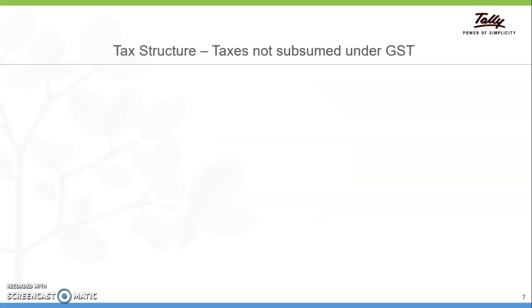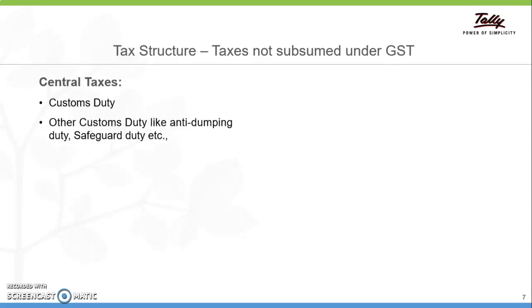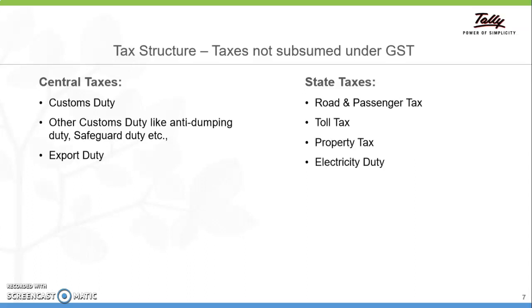The next thing is taxes not subsumed under GST. The following is the list of taxes not included in GST. Among central taxes, customs duty is not included in GST. Customs duty remains the same as previously. Other customs duties like anti-dumping duty, safeguarding duty, etc. are also not included in GST. Export duty is also not included. In case of state taxes, road and passenger tax, toll tax, property tax, electricity duty, stamp duty and registration fees are not included under GST.